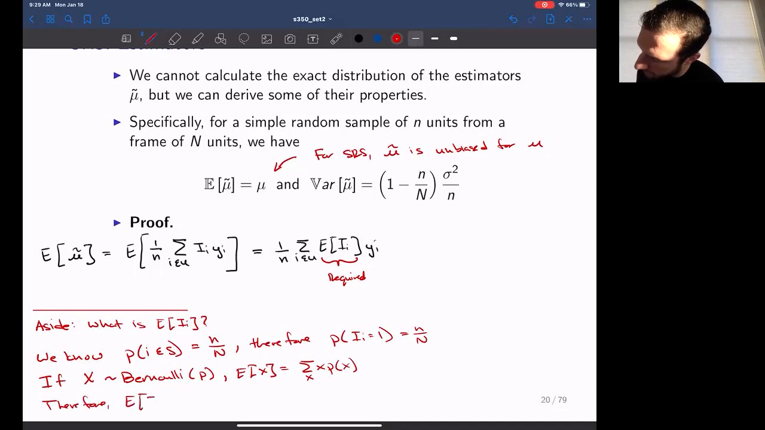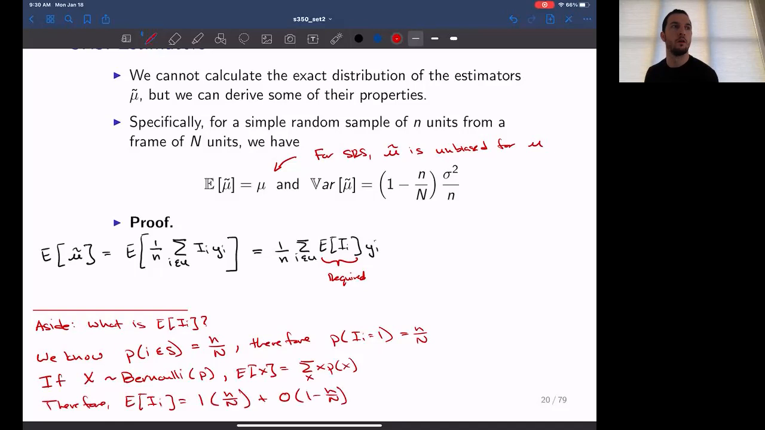the expected value of capital I_i is equal to 1 multiplied by little n over capital N plus 0 multiplied by 1 minus little n over capital N. All right, so then we can say that this thing here is just the sum across i in U of little n over capital N multiplied by y_i.